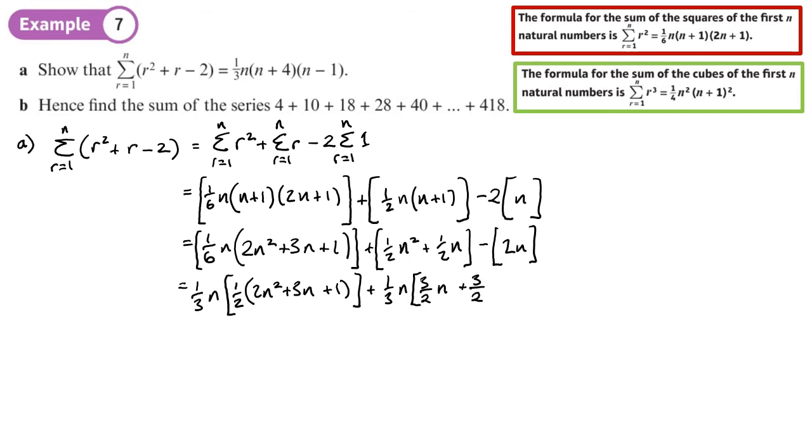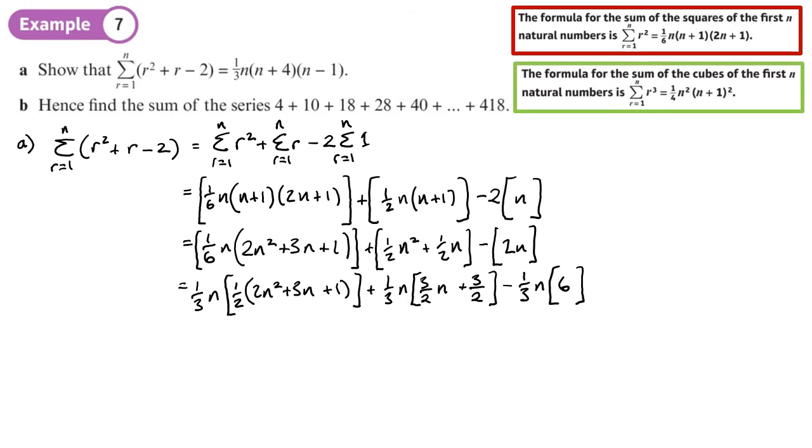So I'm basically forcing a third n to be a factor. And then with the last bit, if I took a third n out as a factor, then what that would leave in the brackets would be 6. Yeah, because 6 times a third would be 2.